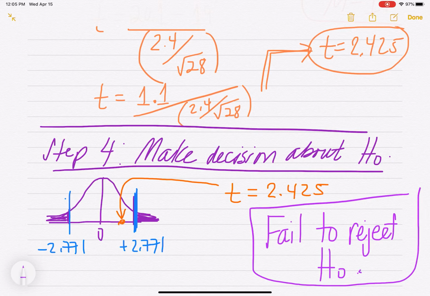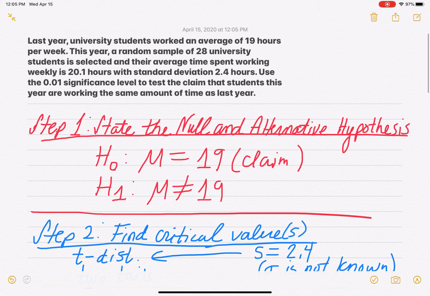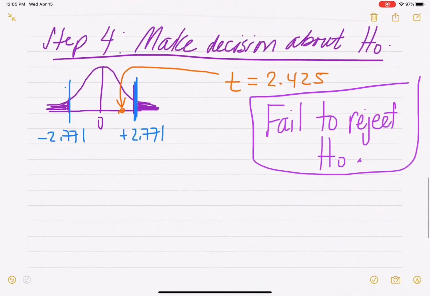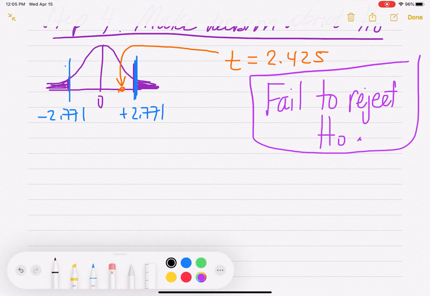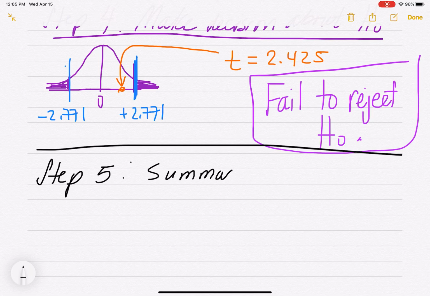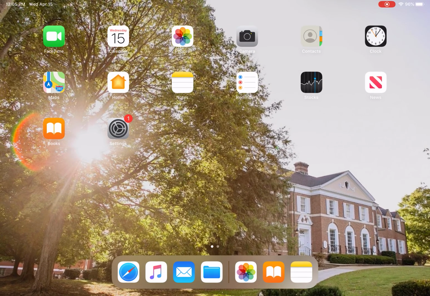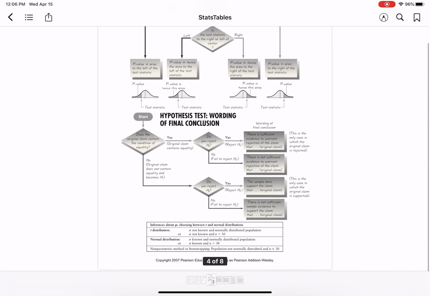So let's pay attention. We failed to reject the null hypothesis, and the original claim involved equality, right? The original claim was the null hypothesis, so it involved equality, and we failed to reject the null hypothesis. So in step 5, we're going to write our conclusion. Summarize the conclusion. Now let's look at the wording. We go to our wording sheet. We're going to scroll here. Focus on the wording.